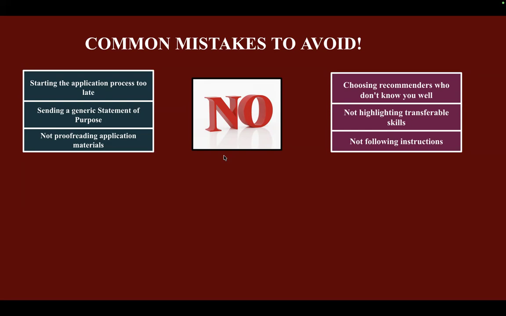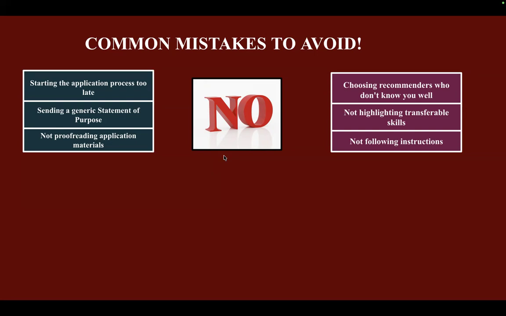And then in your CV, not highlighting transferable skills. You just don't want to list what you've done. You also want to show what it has contributed to. Right? So when you say you're presenting a poster, you want to say that by presenting this poster, I did this, and I communicated my research to a community of people who did not have the same background as me. So highlighting transferable skills is very important.